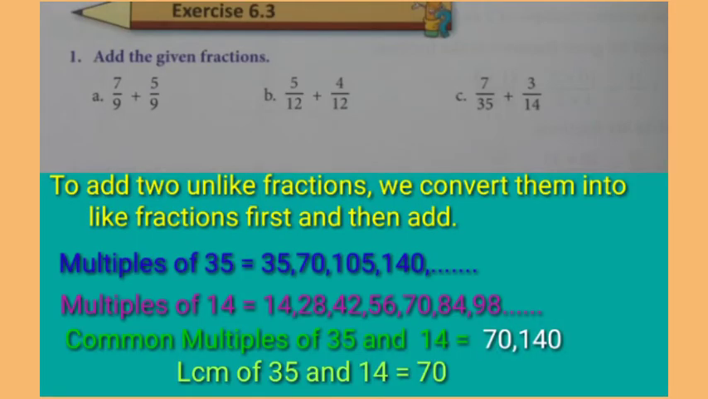Part C, add 7 by 35 plus 3 by 14. To add two unlike fractions, we convert them into like fractions first and then add. Multiples of 35 are 35, 70, 105, 140 and so on. Multiples of 14 are 14, 28, 42, 56, 70, 84, 98 and so on. Common multiples of 35 and 14 are 70, 140 and so on. LCM of 35 and 14 is 70.